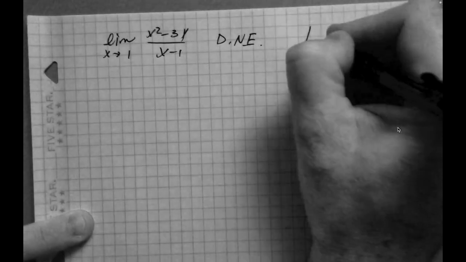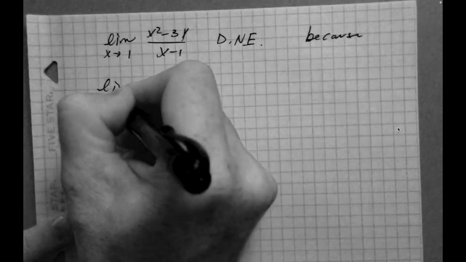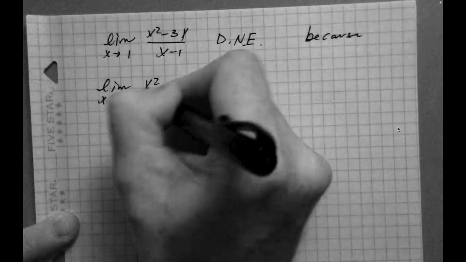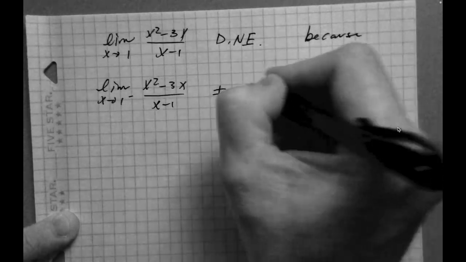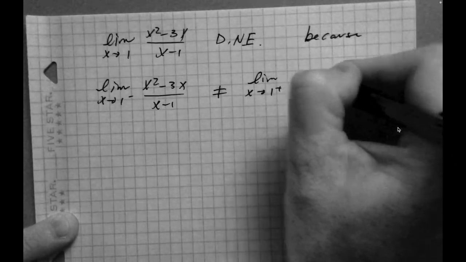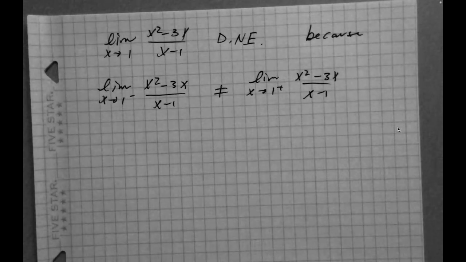And that's just because the left and the right hand limits don't agree, right? Just to be explicit, because the limit as x approaches 1 from the left of x squared minus 3x over x minus 1 does not equal the limit as x approaches 1 from the right of the same function. Okay, so the two left and right hand limits don't agree, the overall limit doesn't exist.